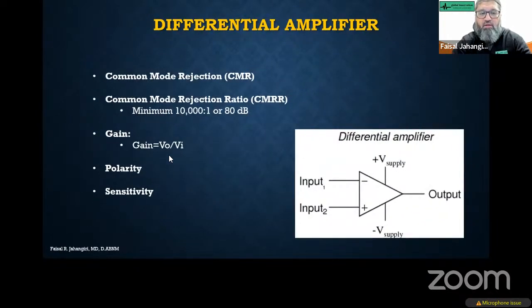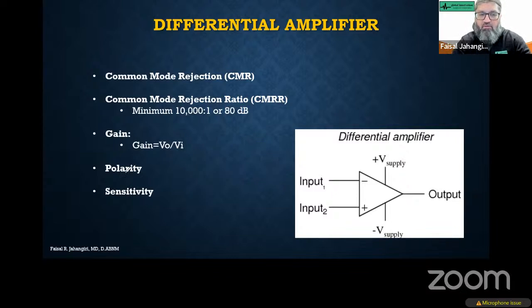The other function of the amplifier is gain, and gain is how much amplification you are getting. So if the input signal is 1 microvolt and the output is 1 millivolt, that means the gain is 1000. The formula for gain is output voltage divided by the input voltage. So if input is 1 volt and output is 100 volts, the gain is 100. So it amplified the signal.